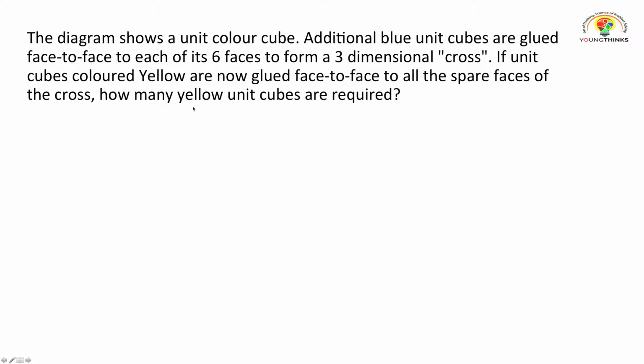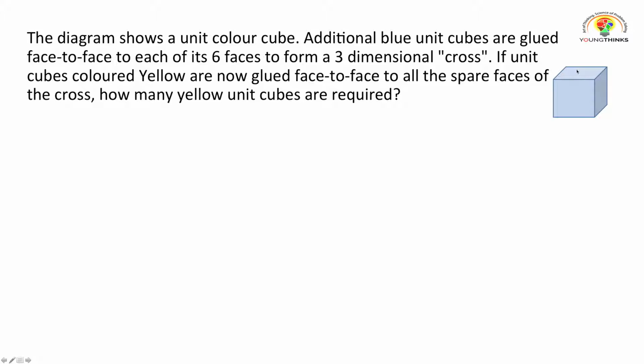So the diagram shows a unit color cube. Unit means basically the sides are of length 1 unit. Additional blue unit cubes are glued face to face to each of the 6 faces to form a three-dimensional cross. Now, this is where your visualization will come into the picture. You have to translate the instructions given in the sentence into a visual kind of picture. So, what will this three-dimensional cross look like?